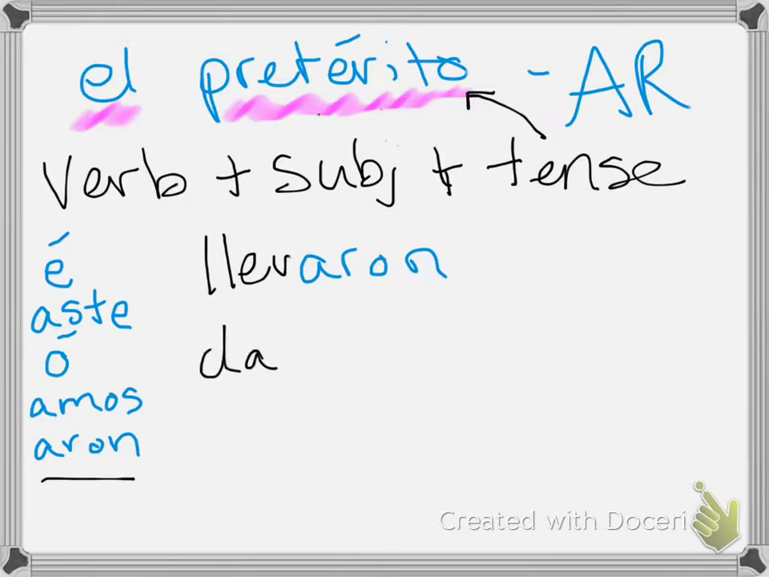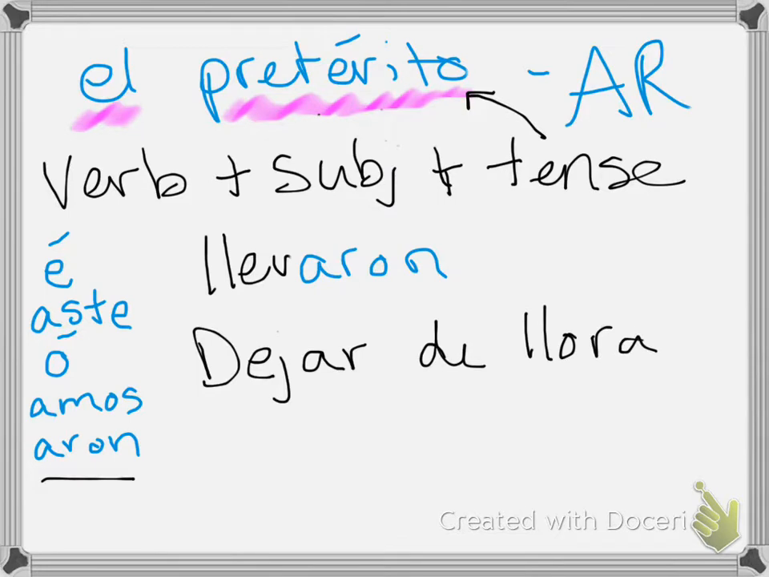All right, or dejar, which means to leave or to allow something to happen. We also use dejar to mean like they stopped doing something with the preposition de. So we're going to use dejar de llorar. So it's kind of like saying they left the crying or they stopped crying, right? Dejar de llorar. So let's say you stopped crying. You, right? So we're going to take off our AR, and then we're going to find you, which is aste. So we're going to do dejaste de llorar. You stopped crying. Dejaste de llorar. See?